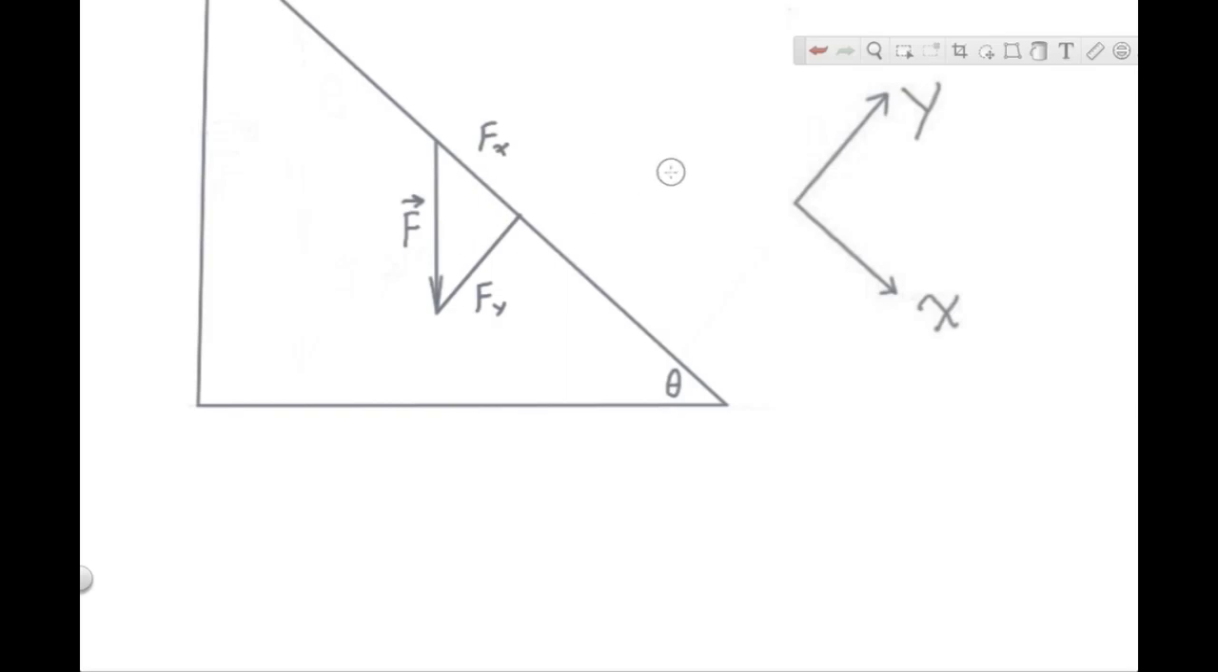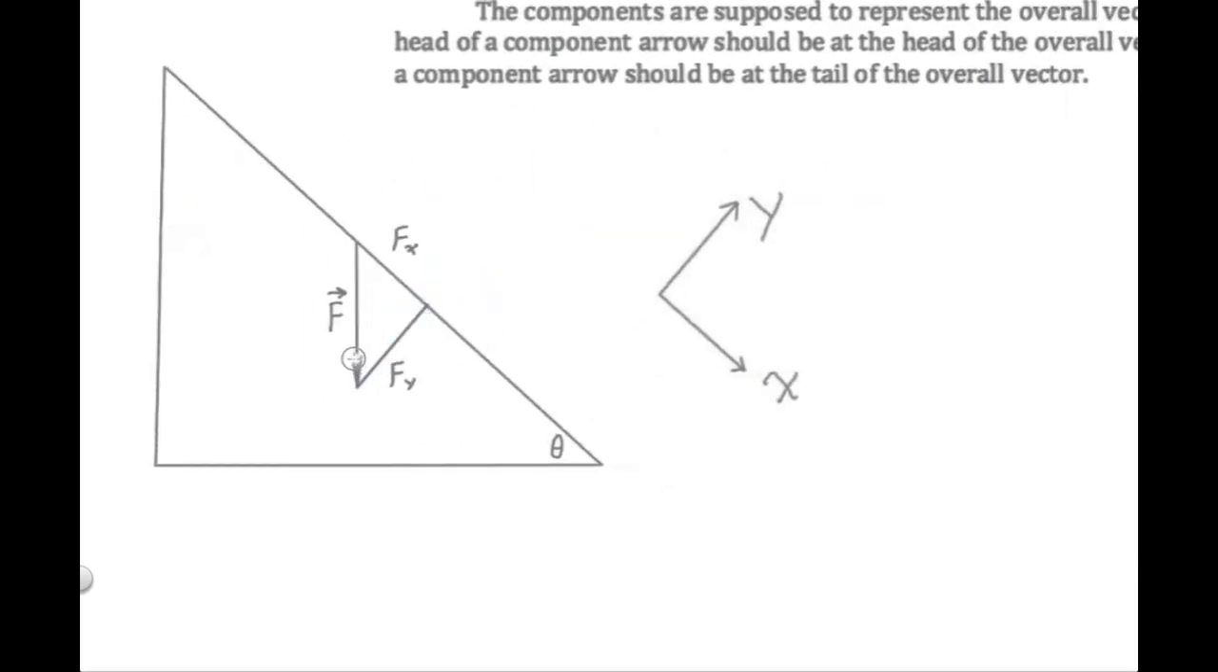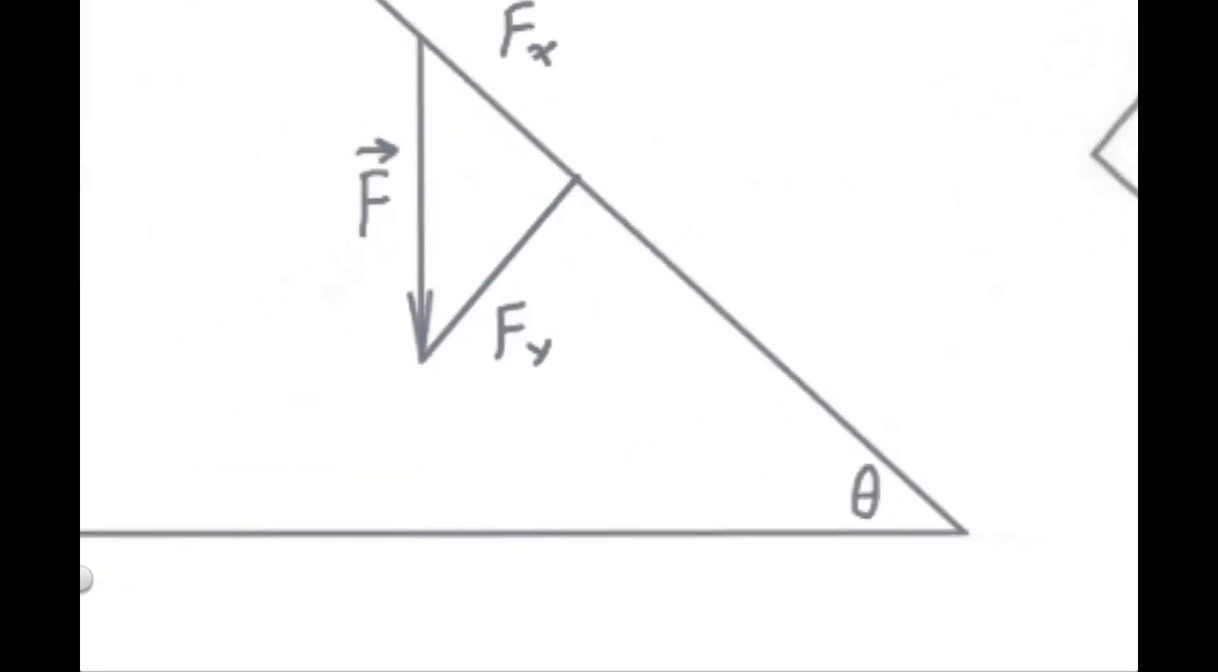We can go back to the rule that we learned earlier. Here is that rule that we learned earlier. The head of a component arrow should be at the head of the overall vector, and the tail of a component arrow should be at the tail of the overall vector. So for example, here we have the head of the overall vector, so that should overlap with the head of the component.